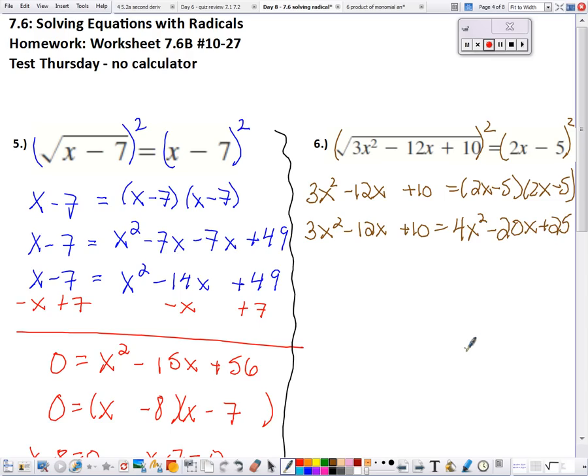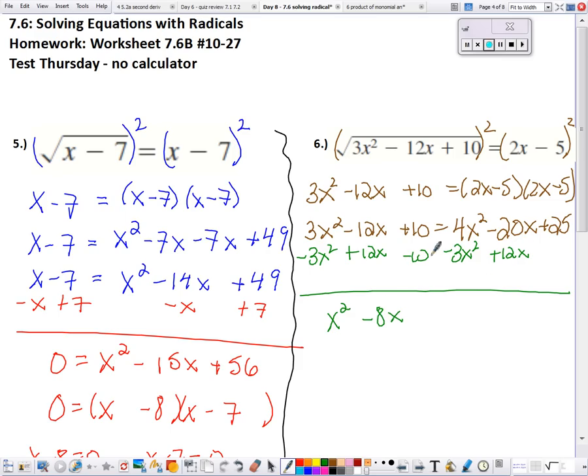And now I'm going to move everything to one side. So minus the 3x squared over to this side. I purposely chose to move things to the right so that my x squared term is positive. Add the 12x. Minus the 10. And we have another quadratic to factor.